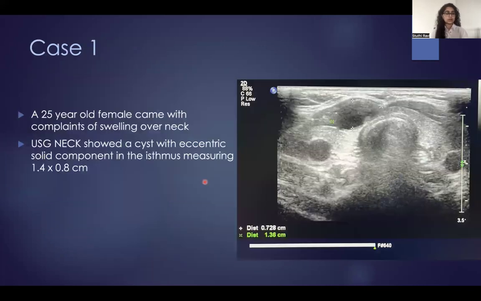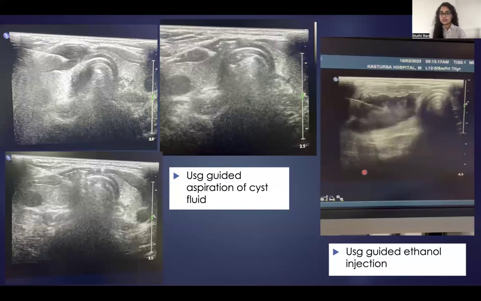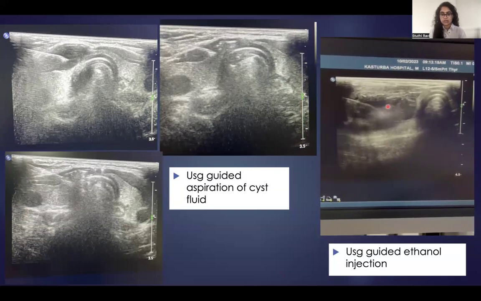Case 1. 25-year-old female came with complaints of swelling over the neck. USG showed a cyst with eccentric solid component in the isthmus. So as we can see in these images, under ultrasound guidance, a needle is placed within the cystic area and USG guided aspiration of the cyst is done. After which, USG guided ethanol injection is done into the cystic area.